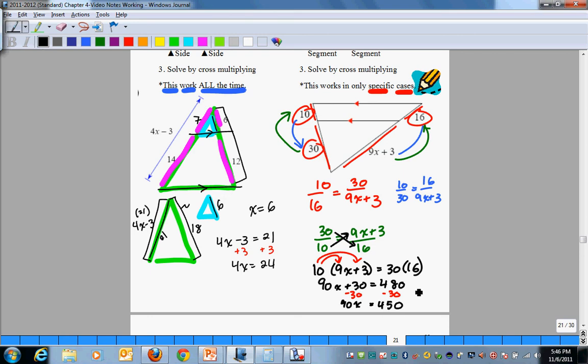We have 90x equals 450. If you take off the zeros, it's easy to see that x equals 5.